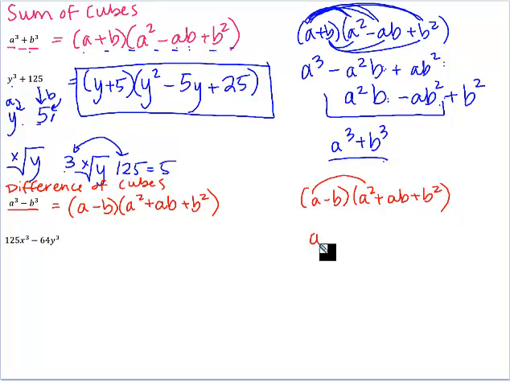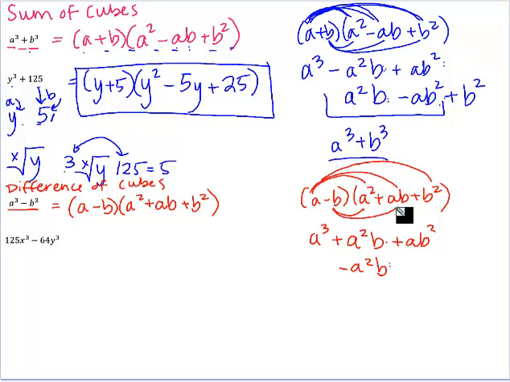So a times a squared is a cubed. A times ab is plus a squared b. A times b squared is plus ab squared. Distribute the negative b. Negative b times a squared is negative a squared b. Once again, lining it up with its like term.